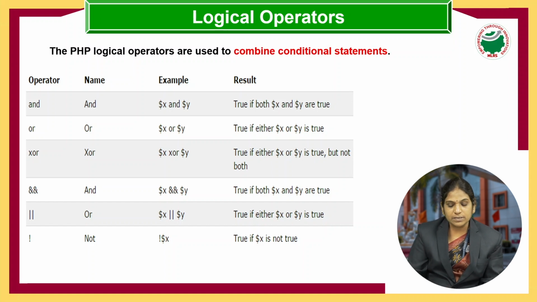XOR returns true if either $x or $y is true, but not both. If either x or y is true, then it returns the output as true, just like our or. But if both are true, it will not return true. But in our or, if both are true it returns true, and in either case, if any one of them is true, then it returns true. And not indicates the reverse of true. If $x is true, then it returns the negative, the opposite of the original.